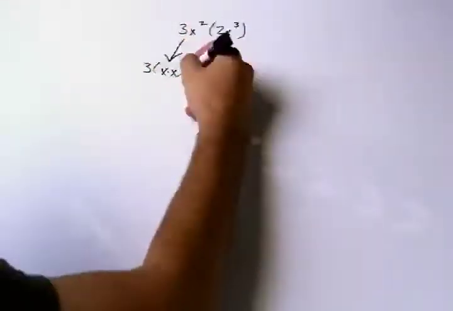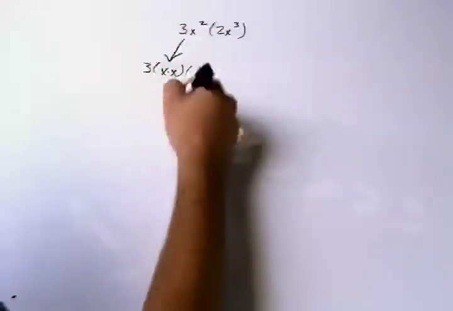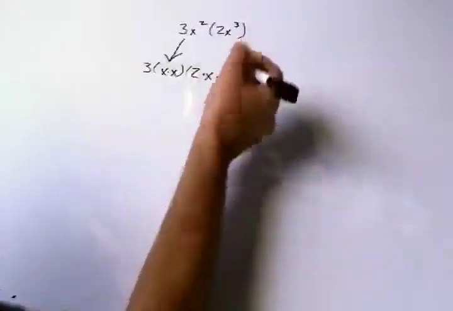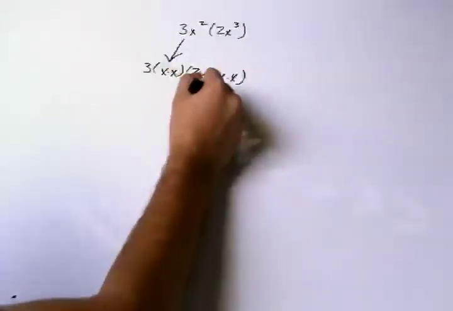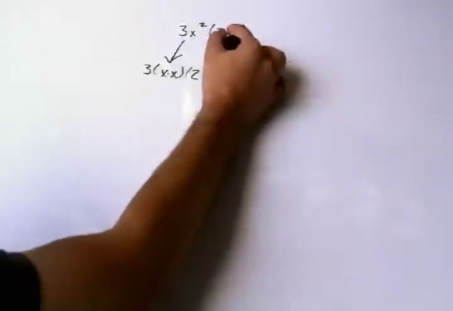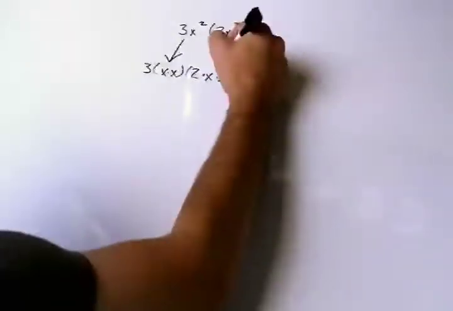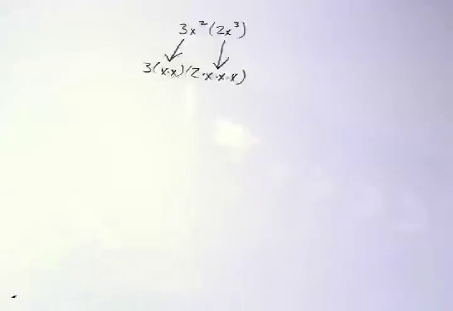This guy says, well, I want to multiply it by 2 times x times x times x. It's 2 times x 3 times. Well, 2 times x times itself 3 times. So what I've done here is just expand it. And when I do it this way, it makes a lot more sense.